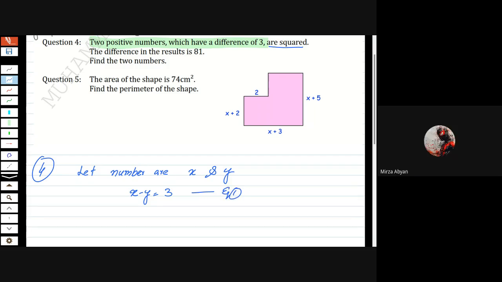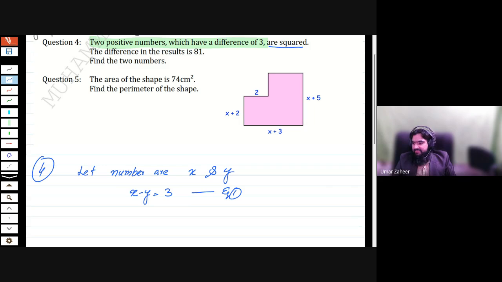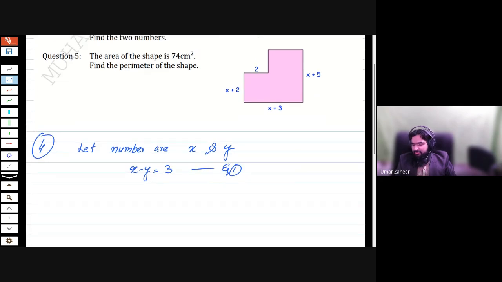Yes, sir. Okay. Now in the second one, the difference in the result is 81. So you have to square them, and the difference is going to be 81.